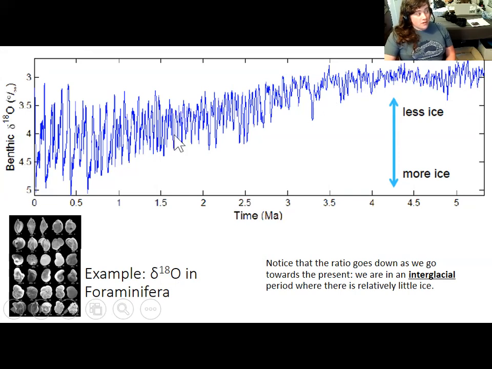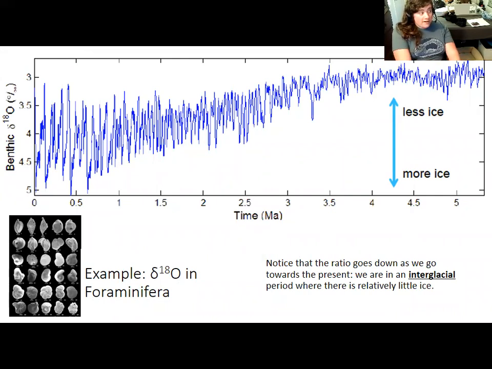Because over the past 5 million years, we've been entering an ice age. You'll notice that the trend overall is towards a higher ratio as you go from the right. But there's also a zigzag pattern that you get from the pattern of glacial periods and interglacial periods. During interglacial periods, you have less ice and more of the water returns to the ocean, so the ratio drops because more of the light isotope that was removed by evaporation gets returned.